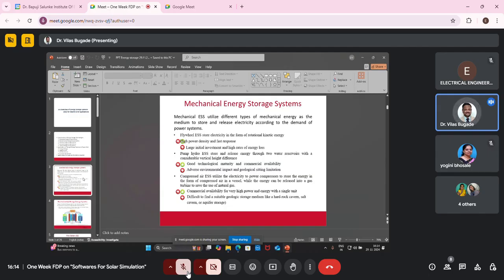The flywheel energy system stores electricity in the form of rotational kinetic energy. This is what we need to cultivate among the students. We need to add this from the first year, in basic electrical engineering.